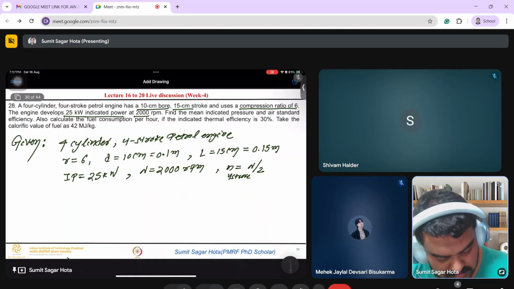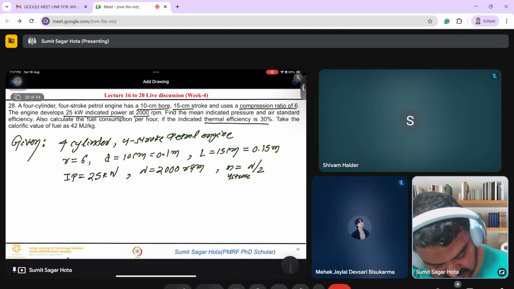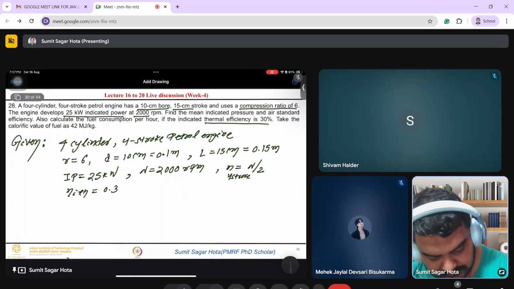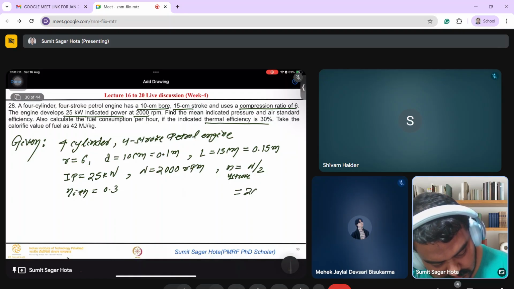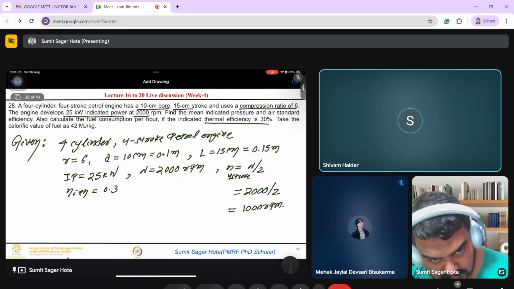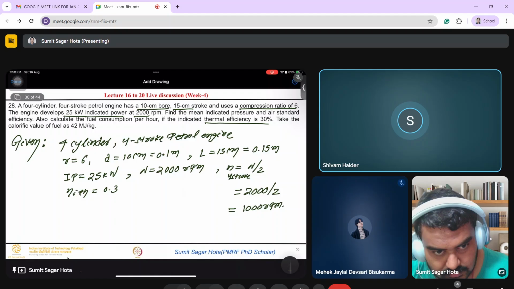Next, the thermal efficiency is asked, 30%, which is 0.3. So 2000 by 2 gives 1000 RPM. For 4-stroke we are doing N by 2, and for 2-stroke it will be N, meaning whatever is there, just put it.